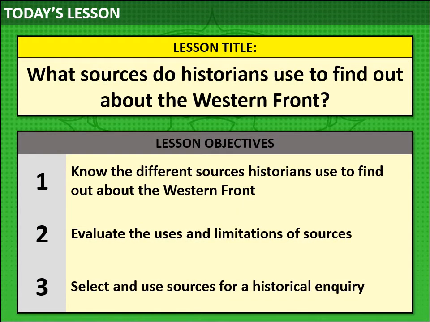So today's lesson is all about the different sources of evidence that historians use to find out about the Western Front. So we're going to get to know what those different sources of evidence are. Then we're going to evaluate those sources, and then we're going to apply them to historical inquiries. Now all of these things are going to be really useful for us in our final exam.